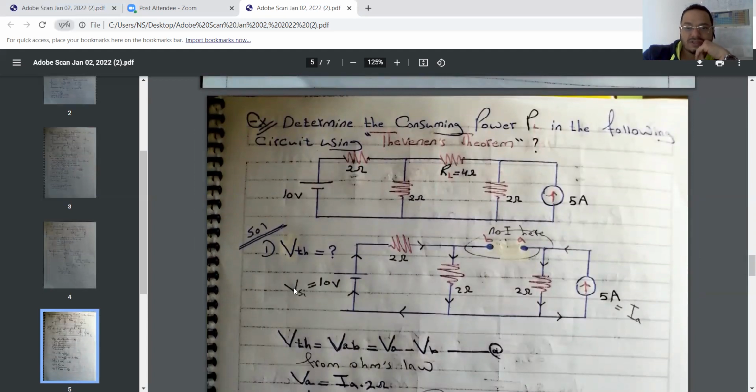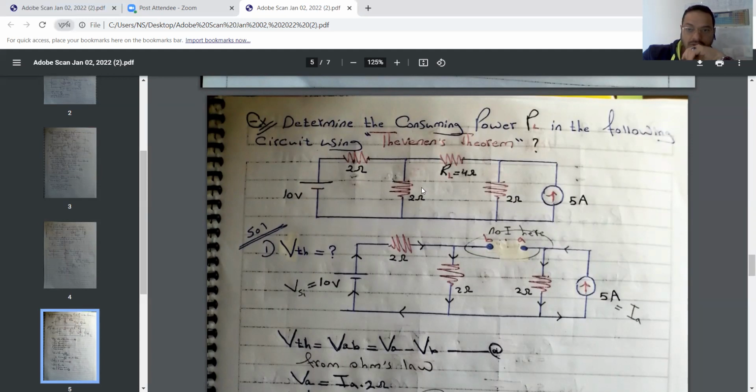Determine the consuming power PL in the following circuit using the Thevenin theorem. Here we have two kinds of source device. The first one is the independent voltage source, the second one is the independent current source. That means we have two different kinds of source in the same circuit and four different values of resistance.